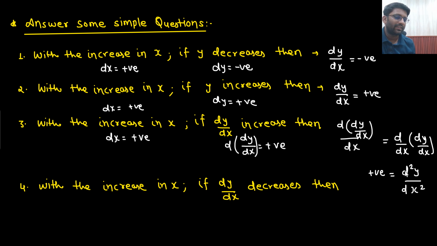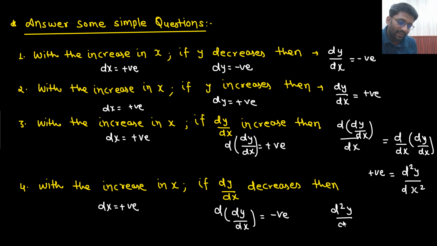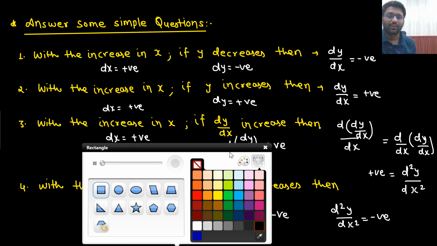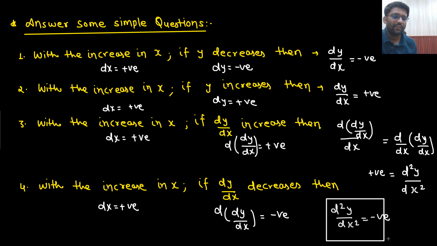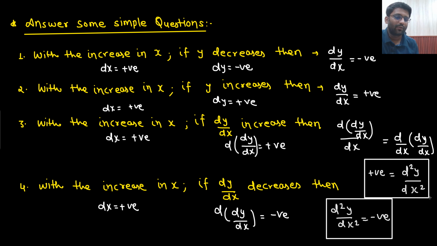And what is the notation? Notation is d2y by dx square. With the increase in x, if your slope is increasing, then your double differentiation will be positive. And with the increase in x, if your slope decreases, if the change in slope is negative, if your slope decreases, then d2y by dx square will be nothing but negative. Do you agree to this point or not? Is this point understandable to you or not? Very, very, very important point, but very, very straightforward as well.